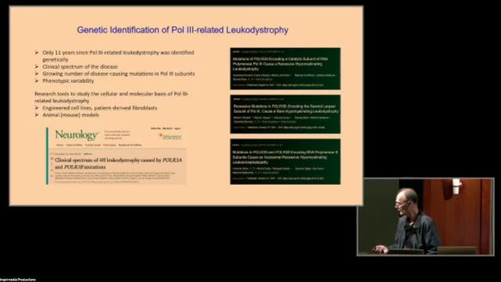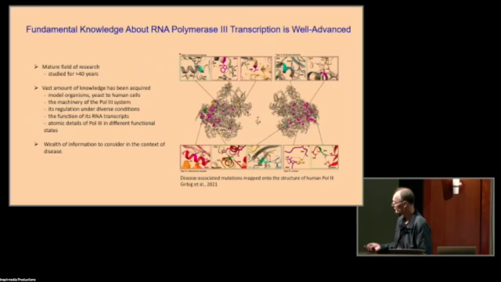But before I get into the details of how we've been going about making animal models here, I think it's helpful for you to have some perspective about the field in which I've been working and many others as well. And so the field of polymerase 3 transcription is really quite advanced. It's a mature field of research. It's actually been going on for over 40 years, which is about the same amount of time that the ULF Foundation has been meeting, right?